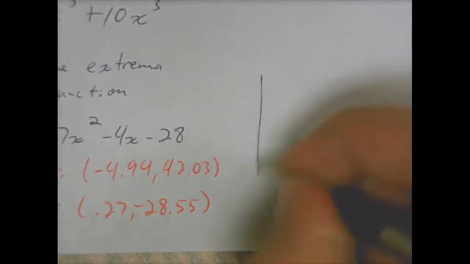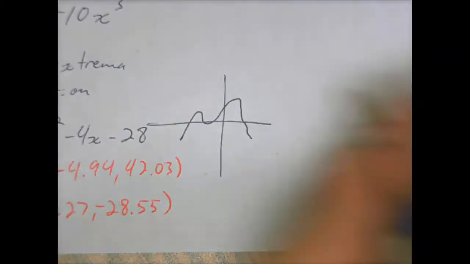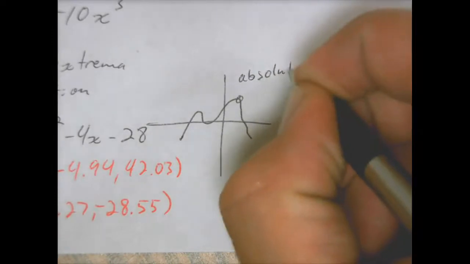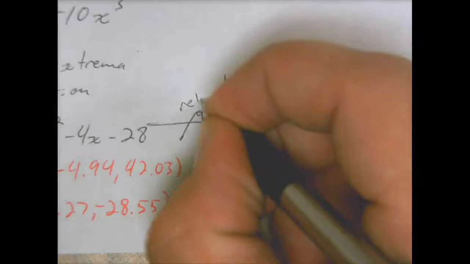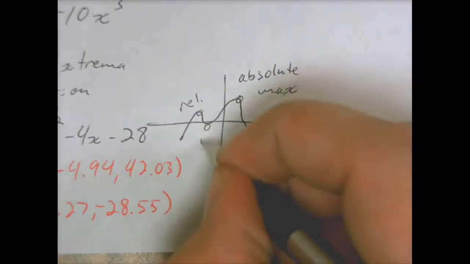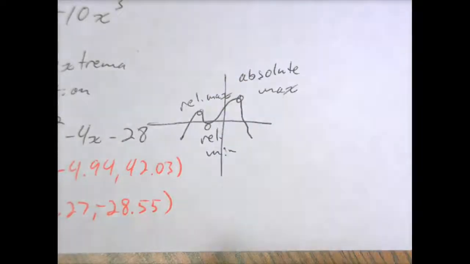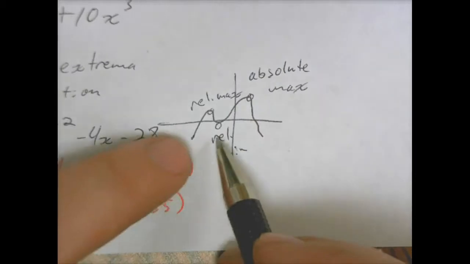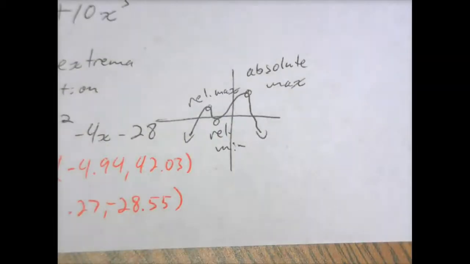You can have the absolute minimum, absolute maximum. Don't forget that if it has a graph that looks something like that, this would be your absolute max, right? And this would be your relative max, and this would be a relative min. Okay, so your absolutes are just the most extreme. And notice there's only a relative minimum here because it continues to go to infinity in both of those directions, so there is no absolute minimum.